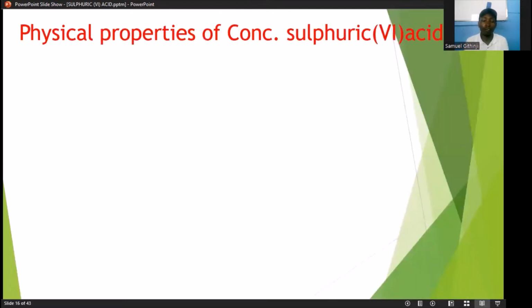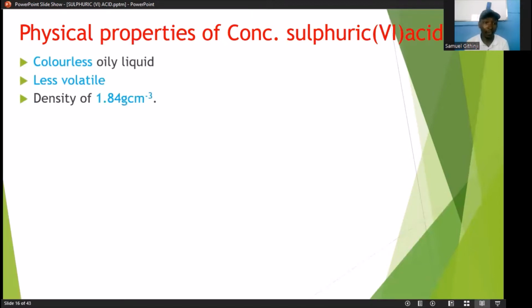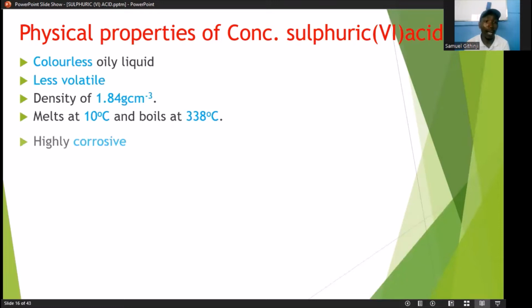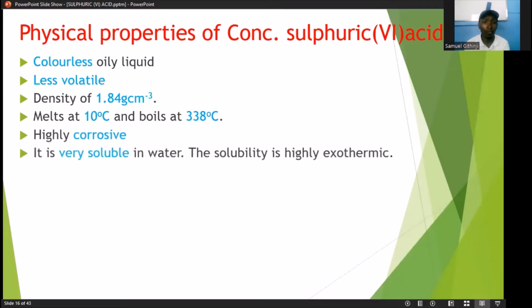And physical properties of sulfuric 6 acid when it is concentrated. It's a colorless oily liquid, very dense, less volatile. It cannot easily evaporate. It has a high density, 1.84 grams per cubic centimeter. It's a very dense liquid, you can tell. Melts at 10 degrees Celsius and boils at 338. It is highly corrosive when concentrated.